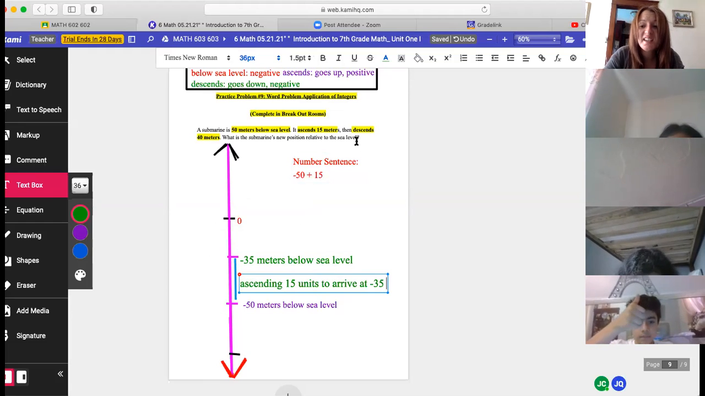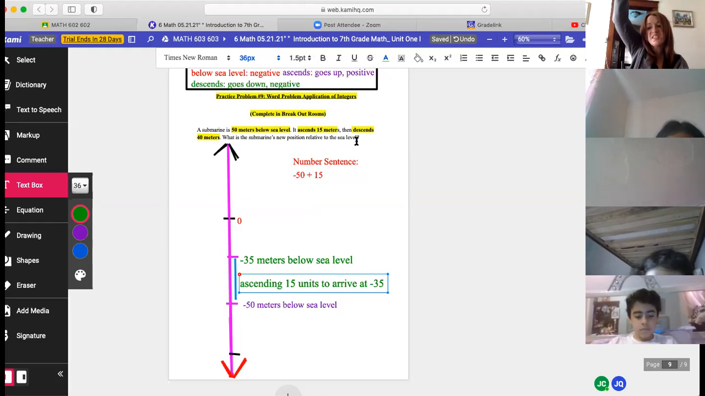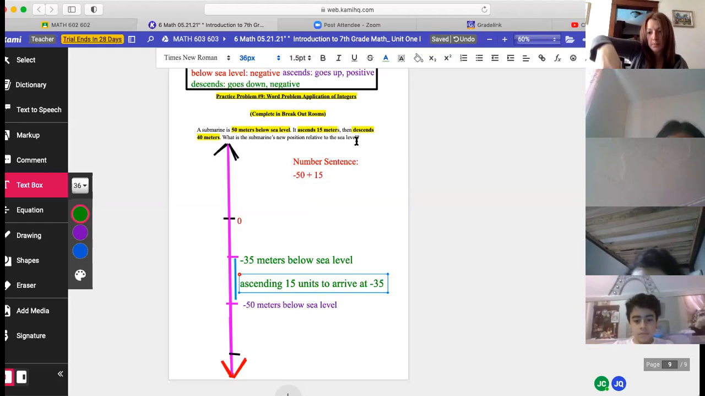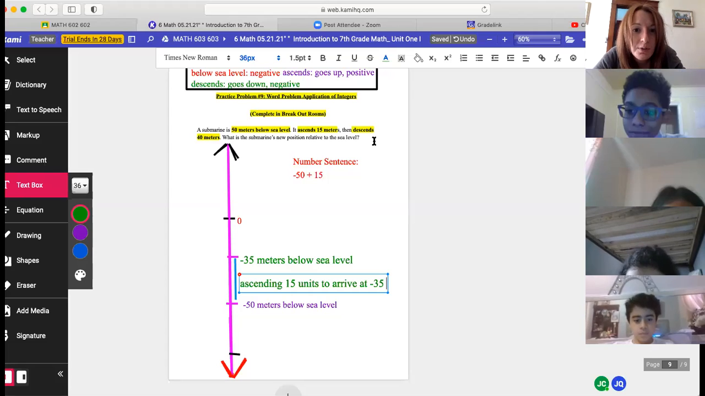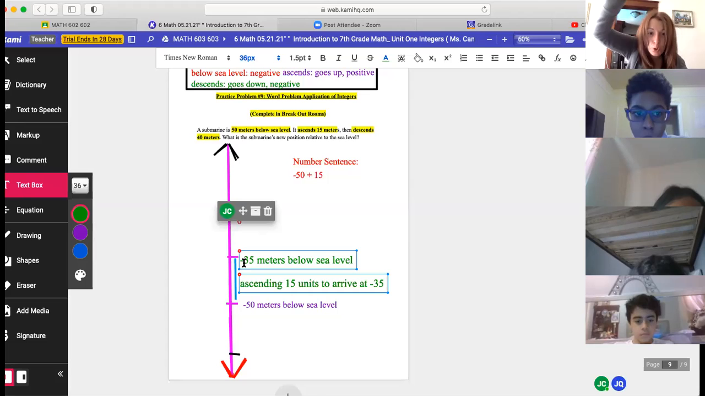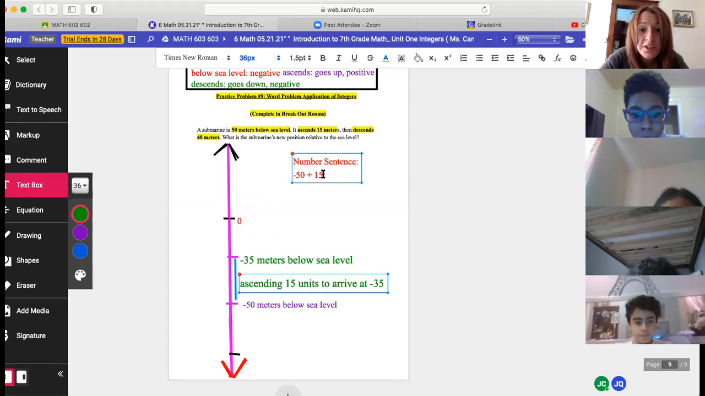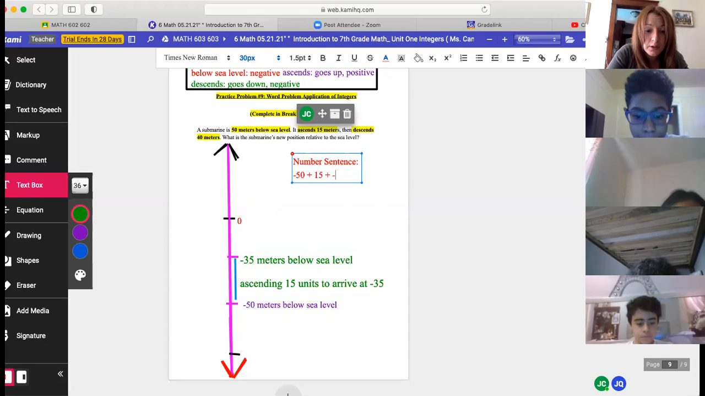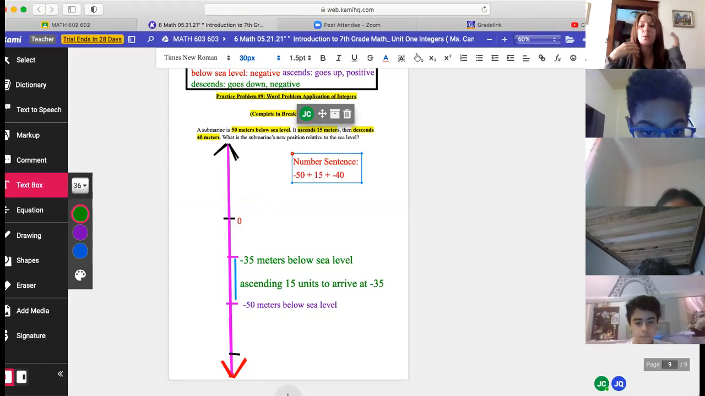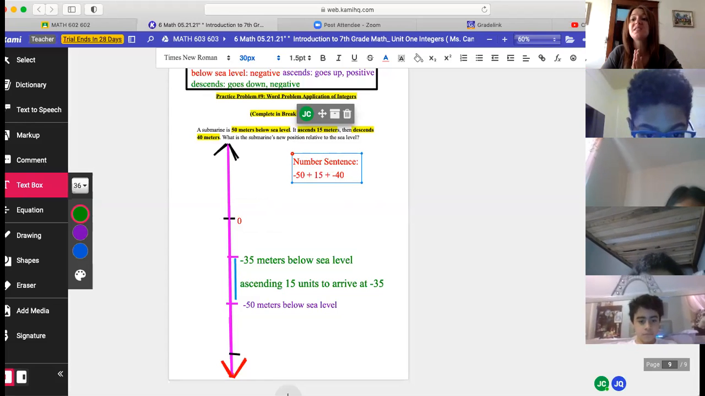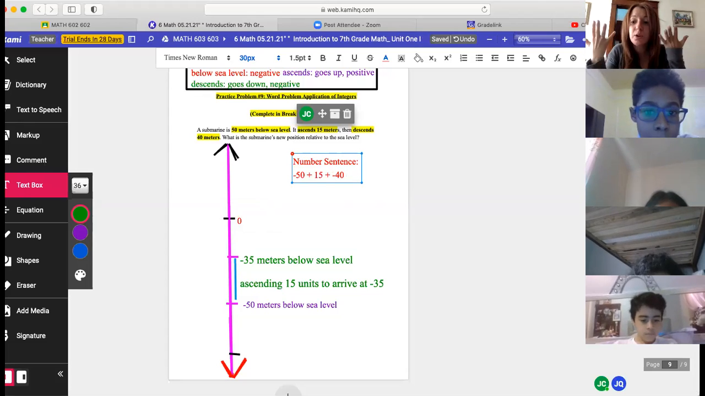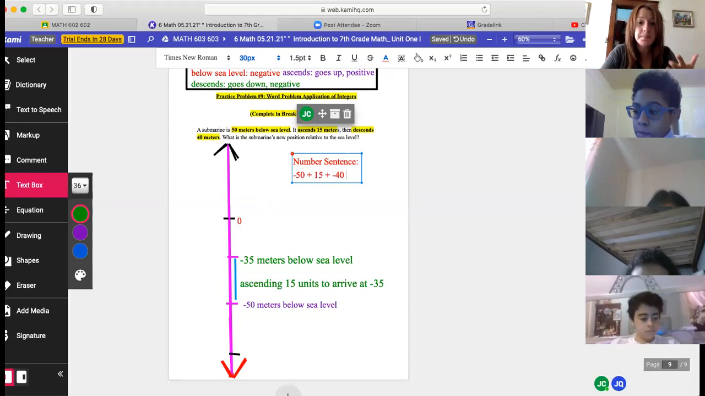Now, we're going to descend. So the opposite of ascending, which is going up, is descending, which is going down. Good, Jean. We're going to go down 40. So I'm going to start at negative 35, and I'm going to go down 40 more, which puts me still in the negative numbers. So now we have to say, what is negative 35 plus negative 40 equal to? And that's where we stop for the submarine.